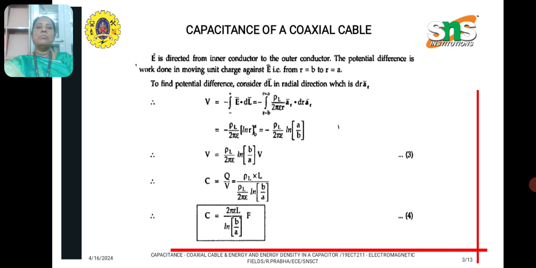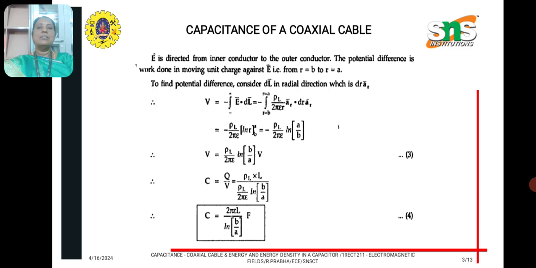By substituting the limits, the upper limit a and the lower limit b, we get rho L by 2 pi epsilon logarithm of a to b. Here we have a negative sign for the potential difference. In order to change this negative sign, we can change the expression as V equals rho L divided by 2 pi epsilon natural logarithm of b to a. Here the numerator and denominator changed so that the negative sign becomes positive, in volts.